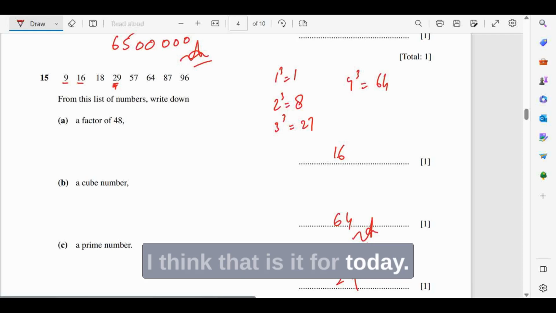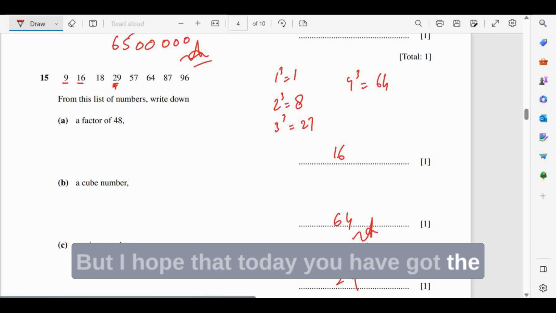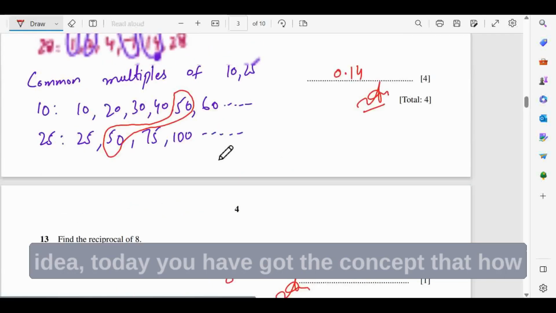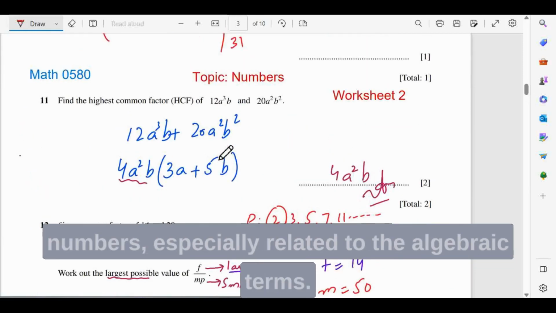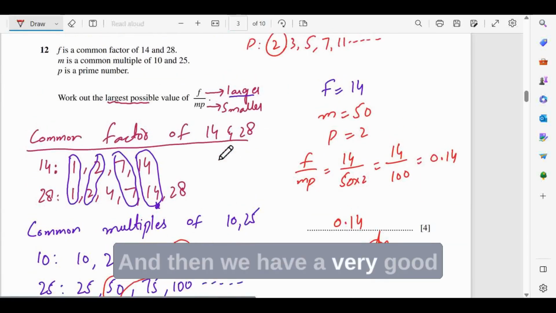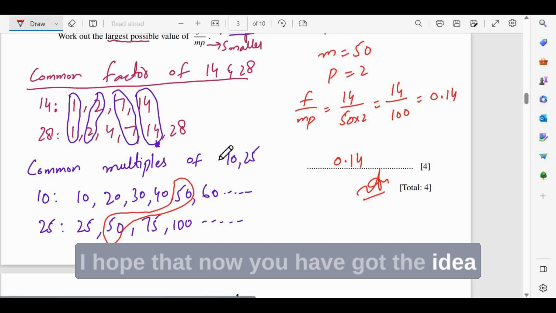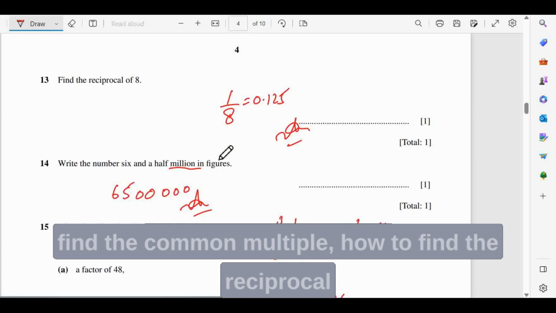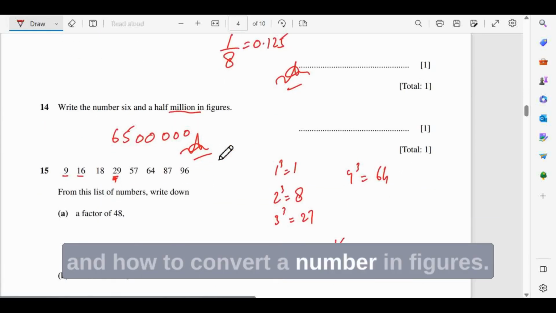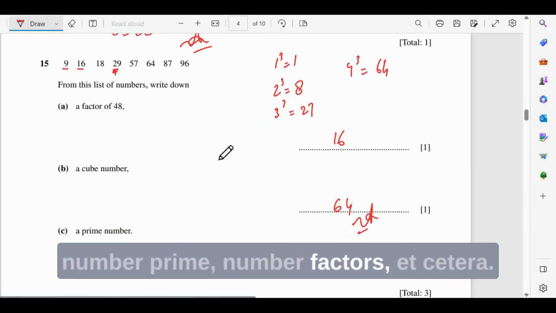I think that is it for today. In the next class, we will discuss the remaining questions. I hope that today you have got the concept of how to solve the basic level questions related to numbers, especially those related to algebraic terms. I hope you have got the idea of how to find common factors, common multiples, reciprocals, how to convert a number into figures, and how to find a cube number, prime number, factors, etc.